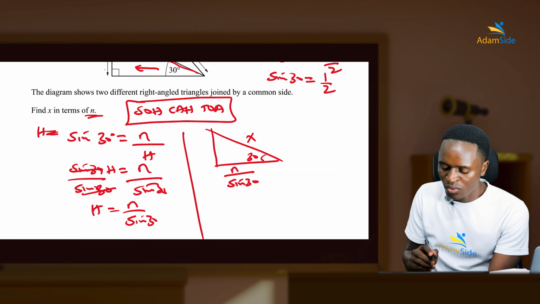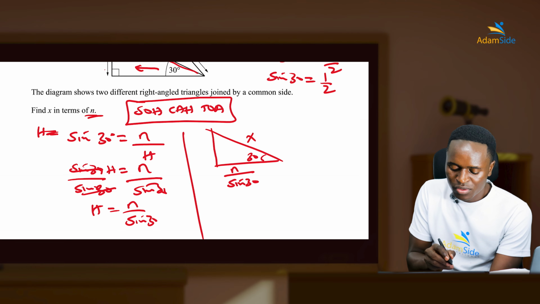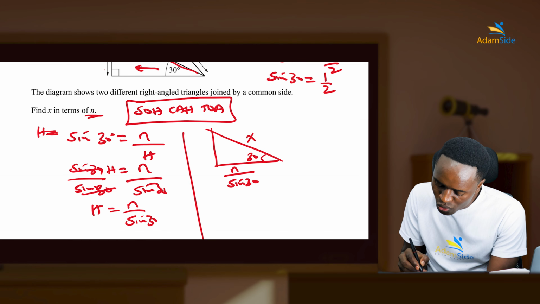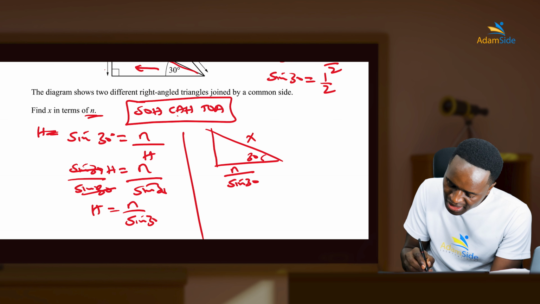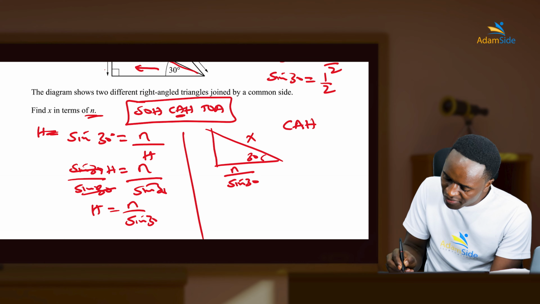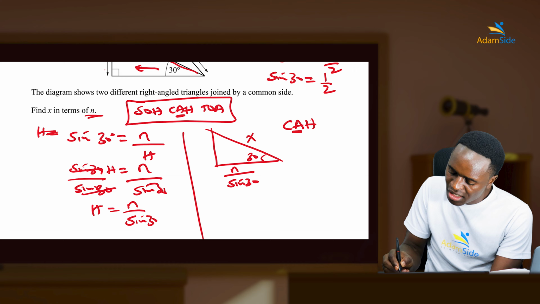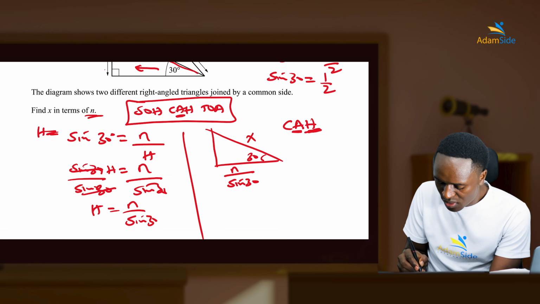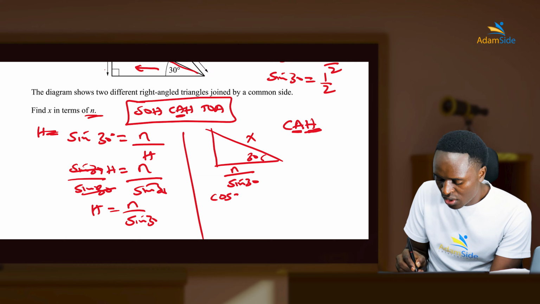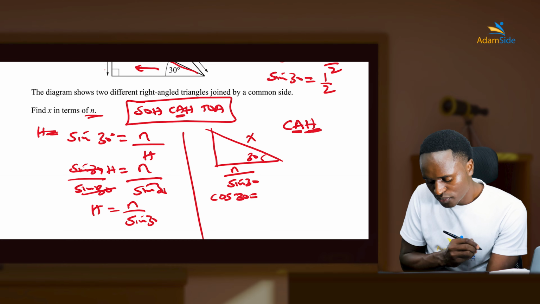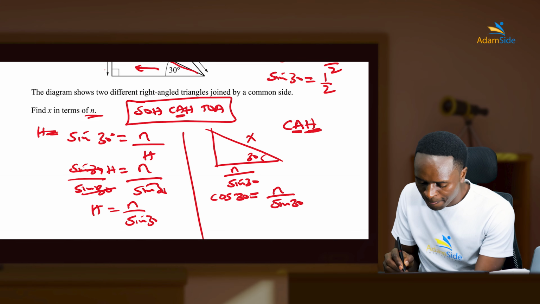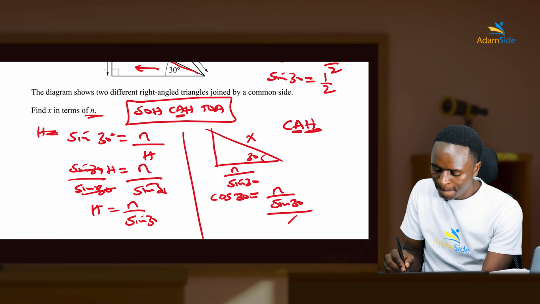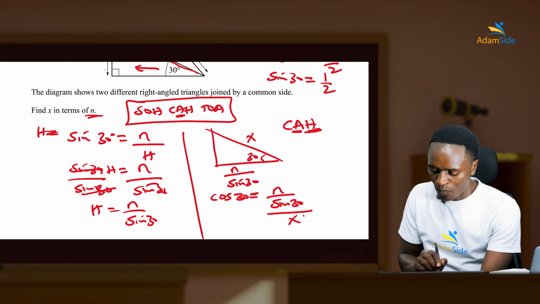We have the adjacent and the hypotenuse. So which formula are we going to use? Obviously here, because they say find x in terms of n, we're going to use cos, because we have the adjacent, and what we're looking for is x. So cos 30 is equal to the adjacent, which is n over sine 30, divided by x.